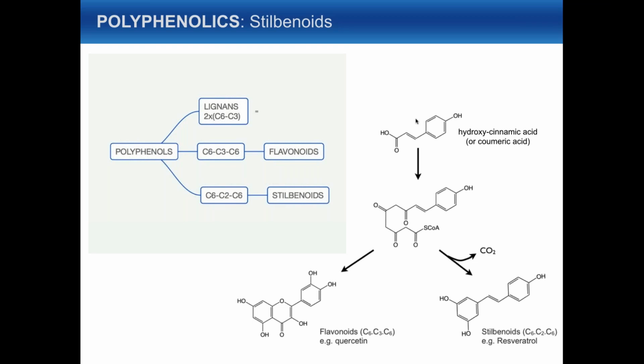The main difference between them is they're both polyphenols, so there's two OH groups. The stilbenoids have a two-carbon bridge separating them. And then if you look at the flavonoids, there you basically have a three-carbon bridge separating them. Now, you've got that little extra O ring structure there on the flavonoids that's unique to them, but essentially stilbenoids and flavonoids are pretty similar in structure.